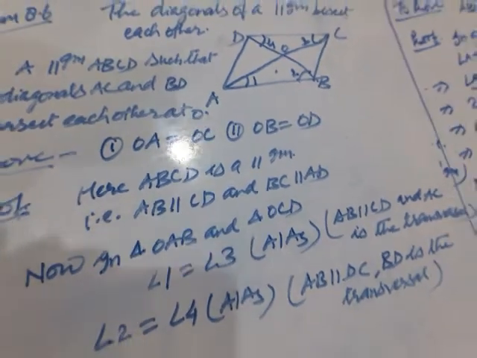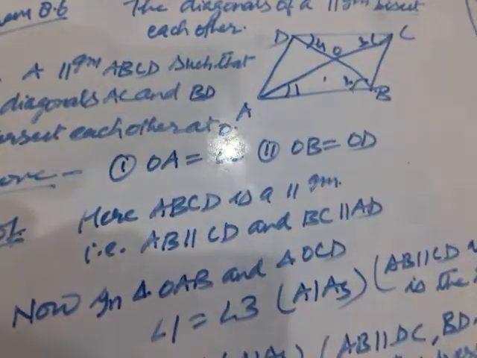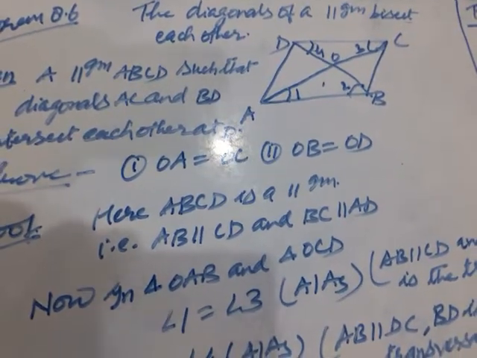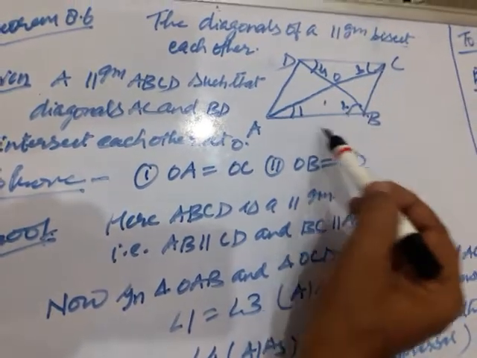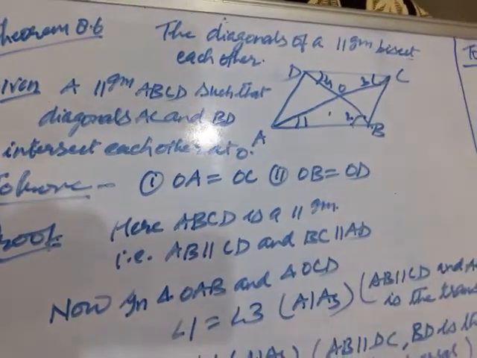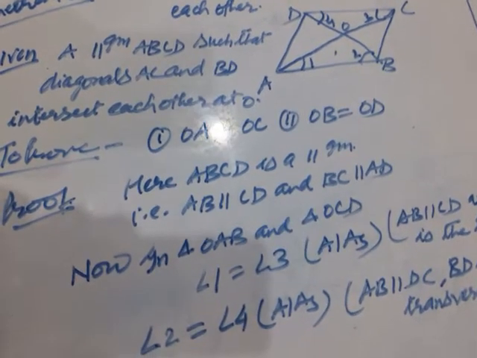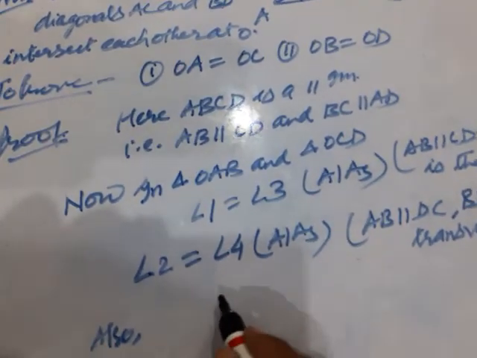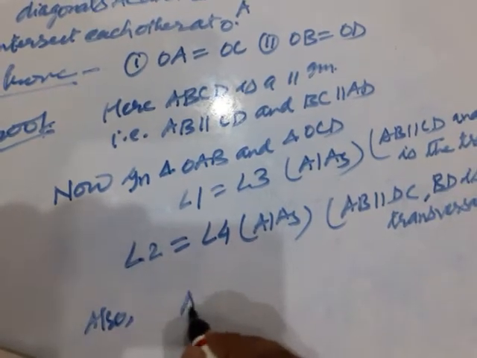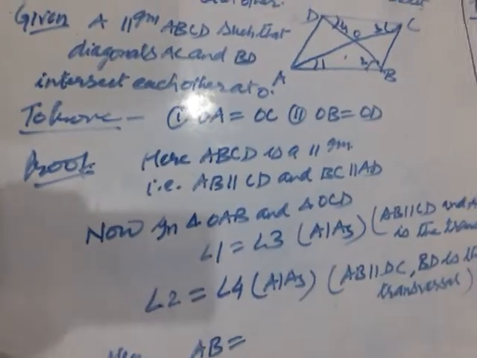Okay, children. Now angle 1 equal to angle 3 means this angle equal to this angle, and angle 2 equal to angle 4. What else? What is the next? Here you have two options. Either you take the vertically opposite angles, or AB equal to CD also. See, AB equal to CD, or these vertically opposite angles also you can take, children.